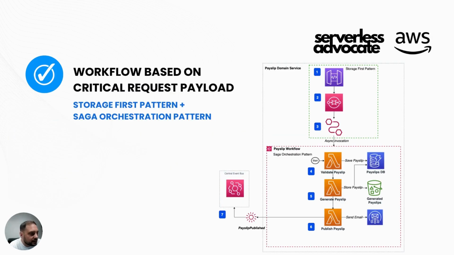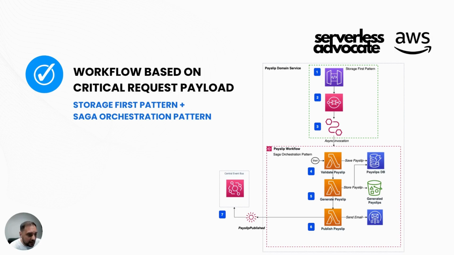So the next one we look at is the workflow based on critical request payload. So this one is storage first pattern plus the Saga orchestration pattern. So we're looking at a payslip domain service on the right here. So let's say we've got a desktop application and it's publishing payslips for employees. So JSON objects that are very large with payslip and employee data. We want to persist this straight away. We don't want to lose it. So it goes directly to SQS.